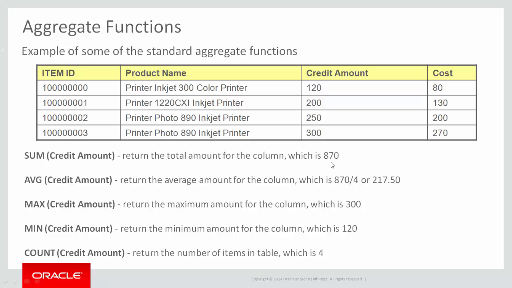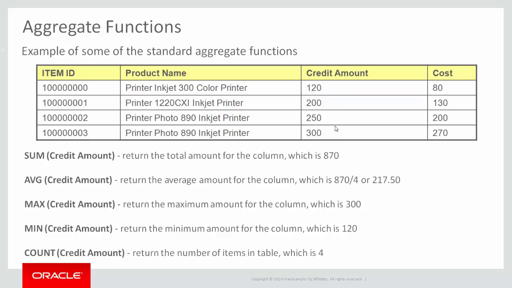And so the sum of that would then be $870. If we look at the average of the credit amount, let's take the average of these 4 transactions. So we're summing up the value, which is again $870, and we're dividing it by 4 because there were 4 transactions. And so the average value was, say, $217.50.